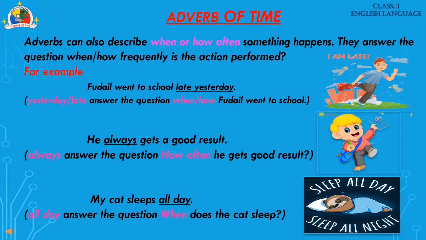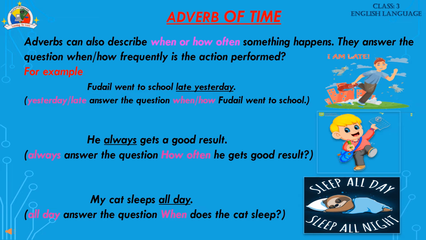Adverb of time. Adverb can also describe when or how often something happens. It answers the question when or how often something happens. For example, Fudel went to school late yesterday. The word yesterday and late answer the question when and how Fudel went to school.